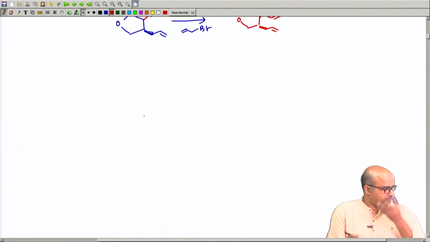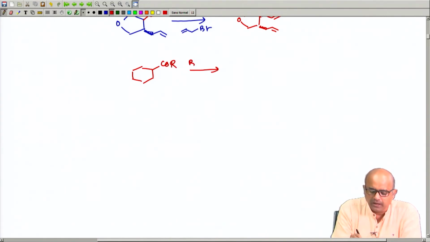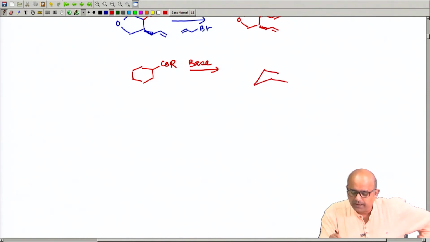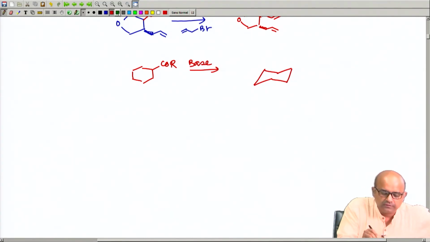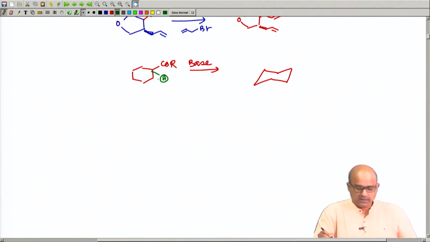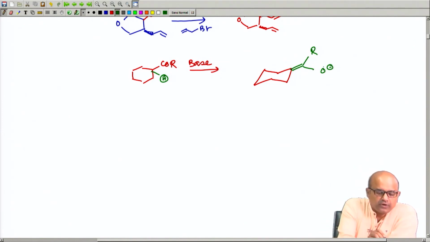Now, things will be a little bit simpler if you take a cyclohexanone system. Let us take a cyclohexanone system, something like this. Now, with cyclohexanone, if you try to generate an enolate by abstracting the hydrogen which is here, this hydrogen, you usually get this kind of exocyclic enolate. Okay. Now, with this exocyclic enolate, there are two ways the electrophile can approach.